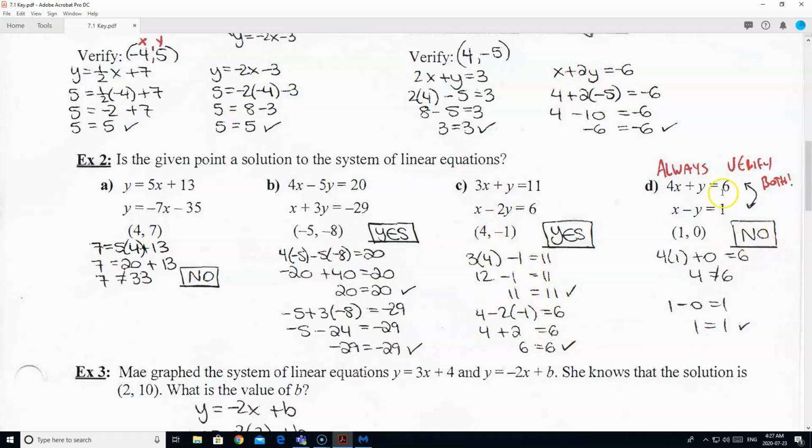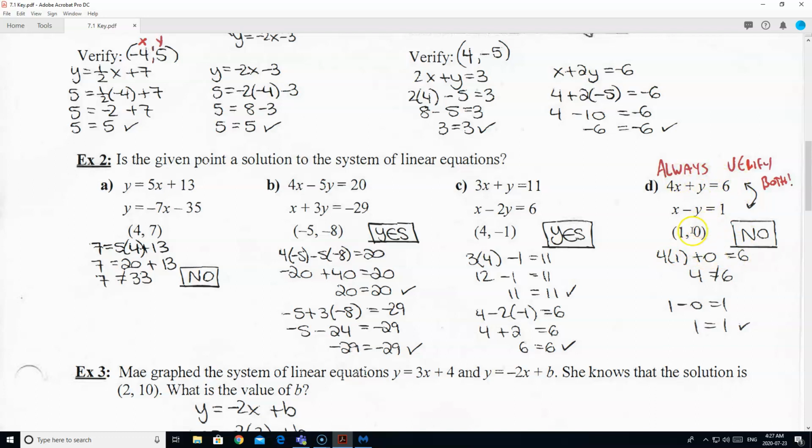And example D, this is what I mean. In this example, it didn't work for one of the equations, but it worked for the other. So let's take a look here. So the first one, it didn't work when you plug it in. 4 times x, so x is 1 in this case, is 4, and y is 0, so 4 times 1 plus 0 is 4. 4 does not equal 6, so it doesn't work for this one.